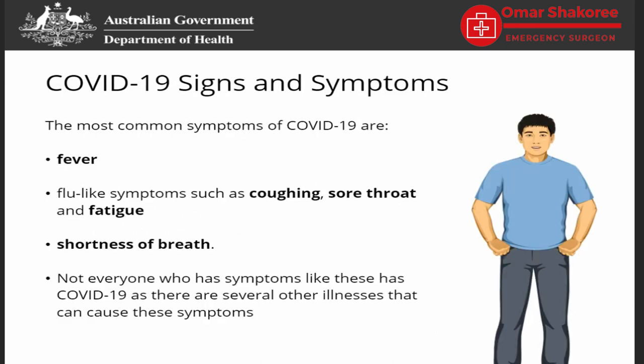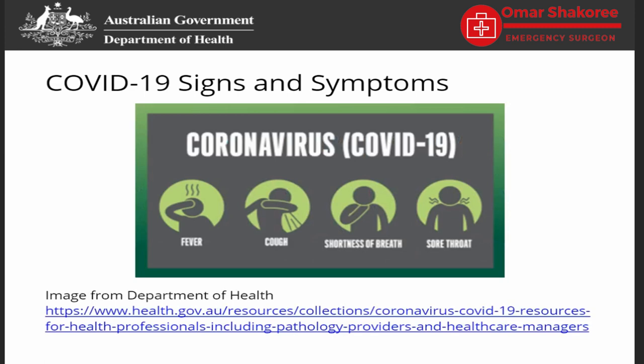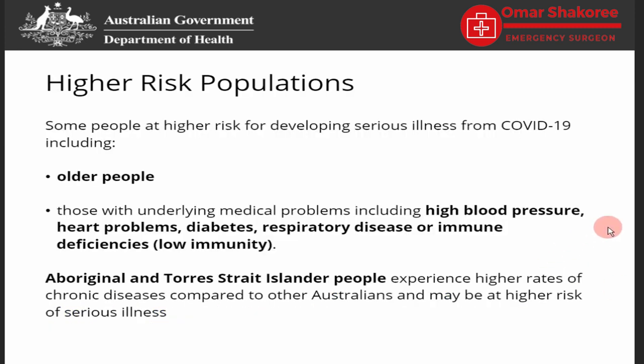So what are the signs and symptoms? The most common symptoms of COVID-19 are fever, cough, sore throat, fatigue, shortness of breath. Not everyone who has symptoms like these has COVID-19. This is a very important note, as there are several other illnesses that can also cause these symptoms. So for coronavirus, remember, we have fever, we have cough, we have shortness of breath, we have sore throat, and there are many other symptoms, but those are the most common symptoms and signs for coronavirus infection.